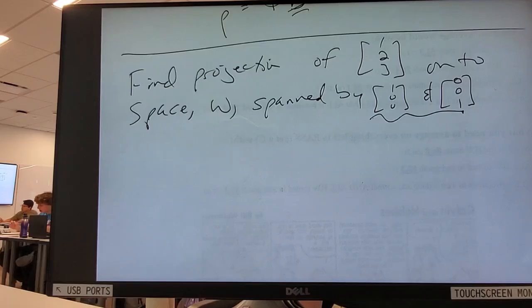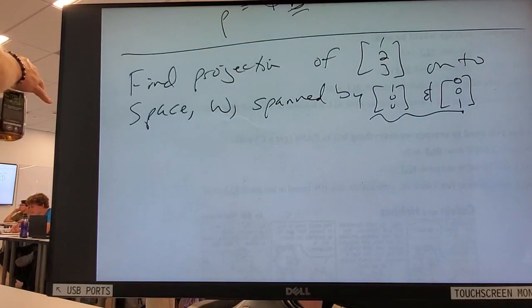Can somebody reword this in simpler language as to what I'm asking for? Can anyone tell me anything about these two together? What do they constitute? The XZ plane. So another way to say this is I want to know the shadow of (1, 2, 3) on the XZ plane. Does that make sense? Maybe. And you can tell me the answer right now.